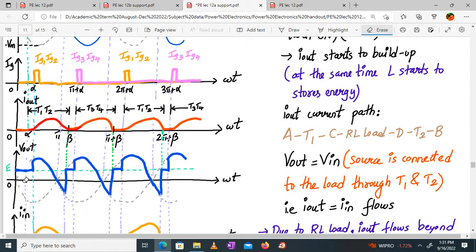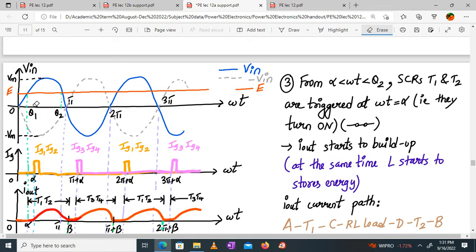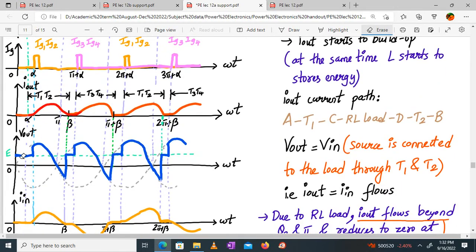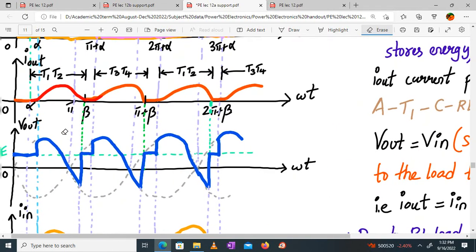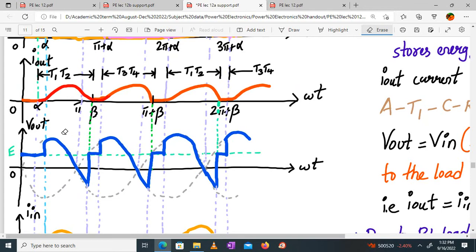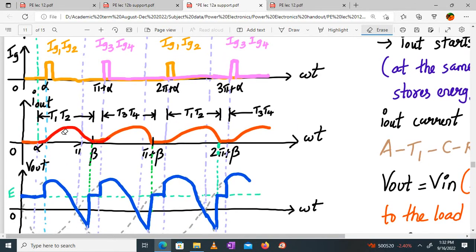Okay? This E will remain from 0 to alpha. Why? Because from theta 1 to alpha, again all the SCRs are off, but T1 and T2 are eligible to turn on. They are forward biased between theta 1 and alpha, right? So till alpha this output will be E only. This is visible, right? Okay. Now you understood the operation up to here? After alpha, this alpha which I have written over here, actually this point, this is the theta 1 one. So from 0 to alpha, my output will be E.